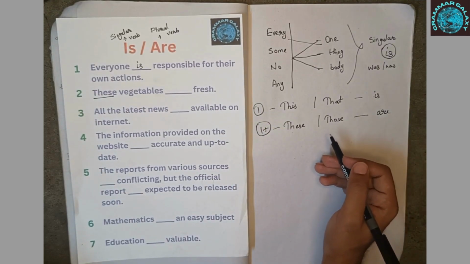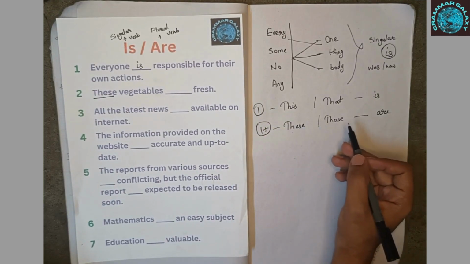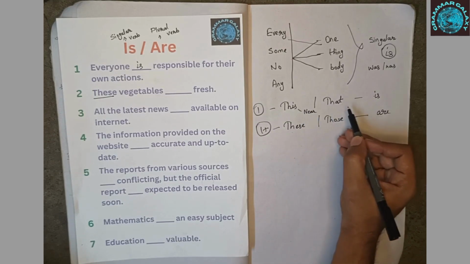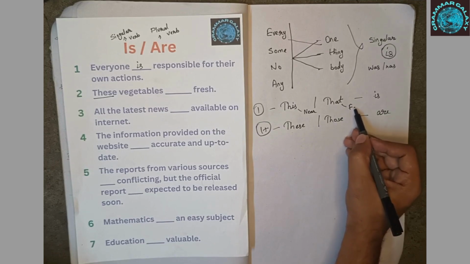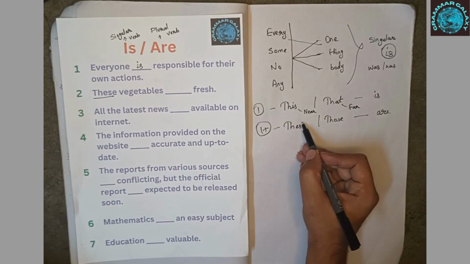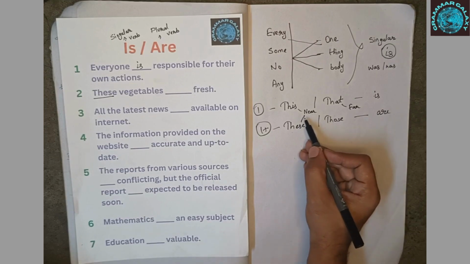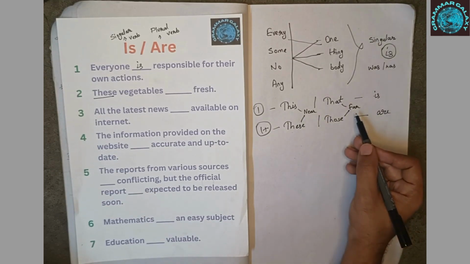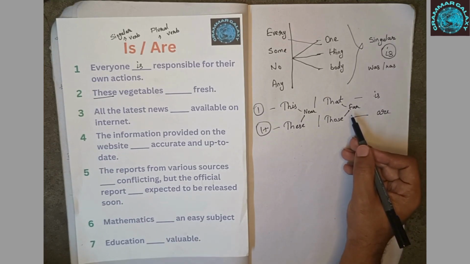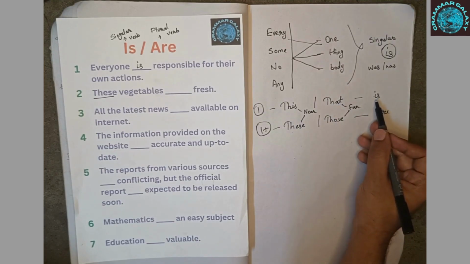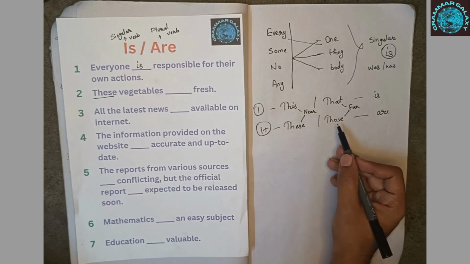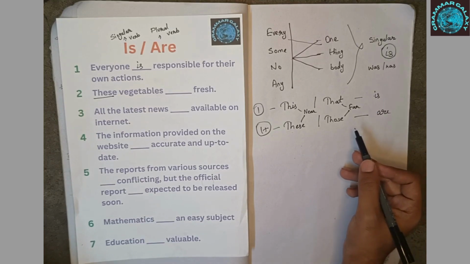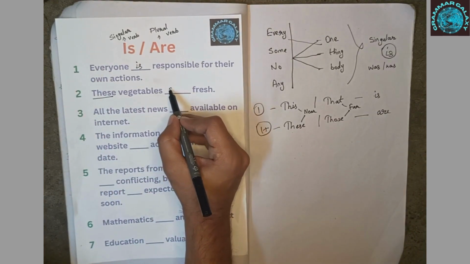Now there is one more difference between them. This as a singular subject means something is near and that as a singular subject means something is far. These as a plural subject means some things are kept near. Those as a plural subject means some things are kept far. So whenever you find this or that, use is, and whenever you find these or those, use are. So here it should be: these vegetables are fresh.